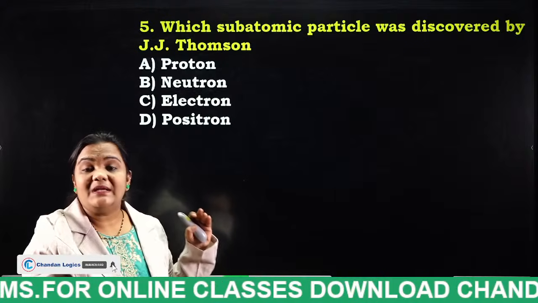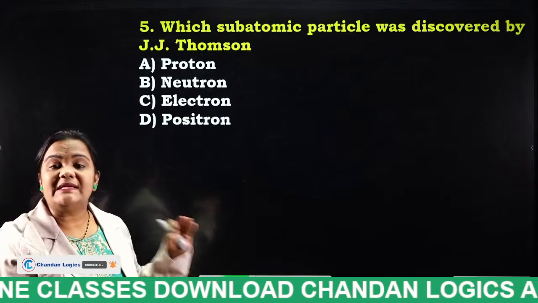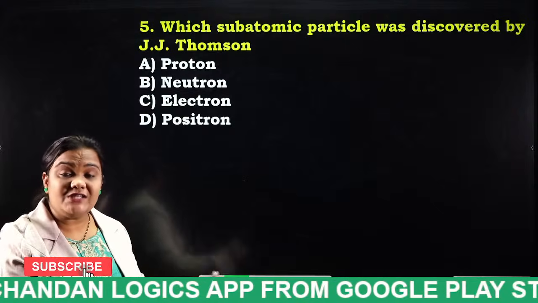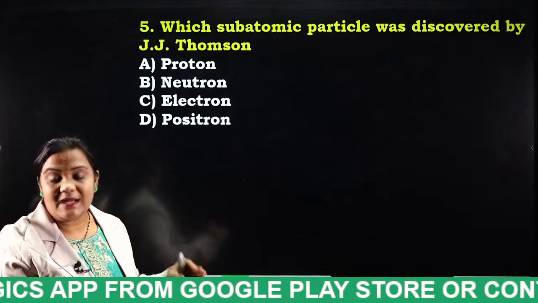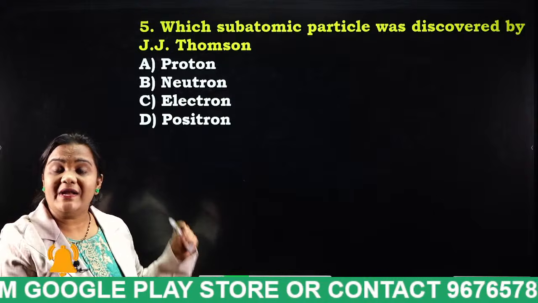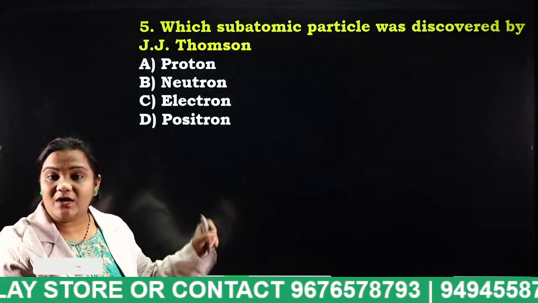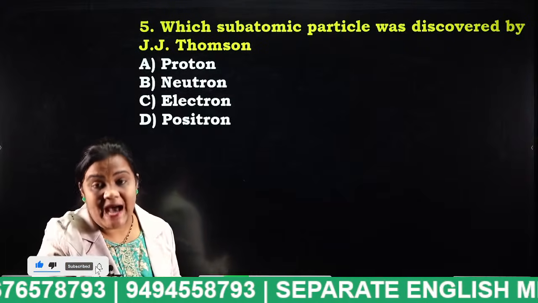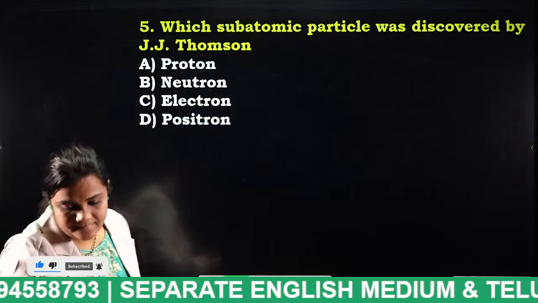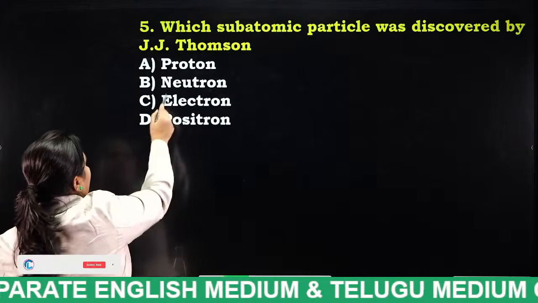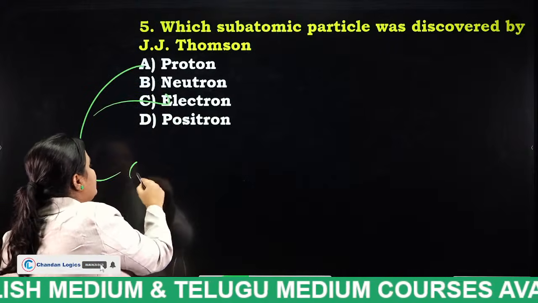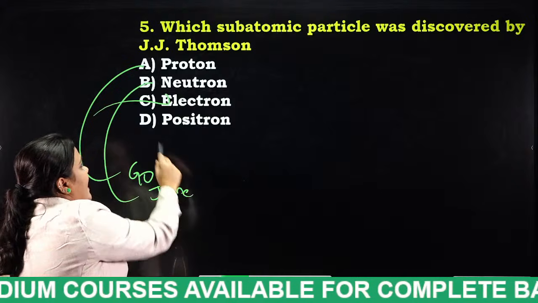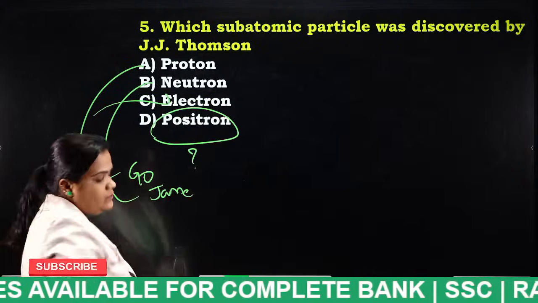Which subatomic particles? Atoms have three subatomic particles: electrons, protons, and neutrons. Even the positron is the same as an electron, but what is the only difference between a positron and an electron? You have to tell me the answer. Tell me. The mass will be different. Okay. Very good. Electron by J.J. Thomson, proton by Goldstein, neutron by James Chadwick, and positron by whom?